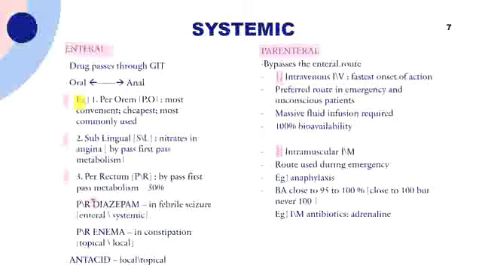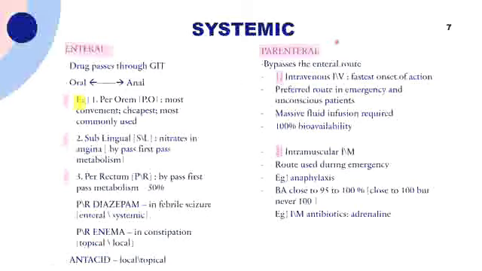Next, per rectum, we give in the rectum. It also bypasses first pass metabolism, about 50% it bypasses. In per rectum there are two examples, diazepam and enema. Enema we give in constipation, diazepam we give in febrile seizure. Enema is given locally, and diazepam is a systemic route. Antacids also are local routes, they are not systemic.